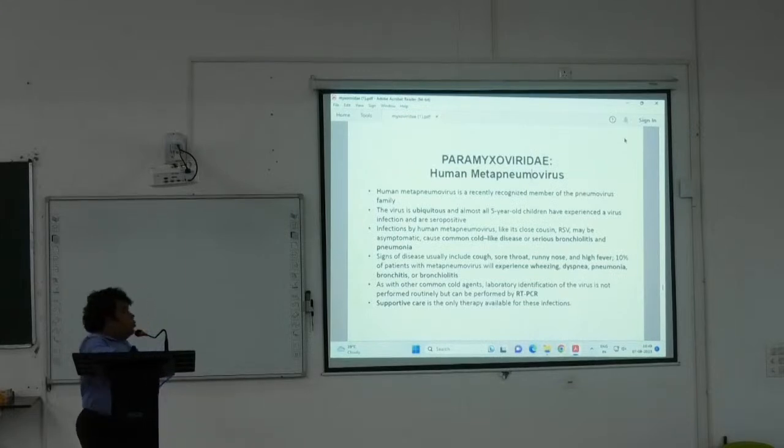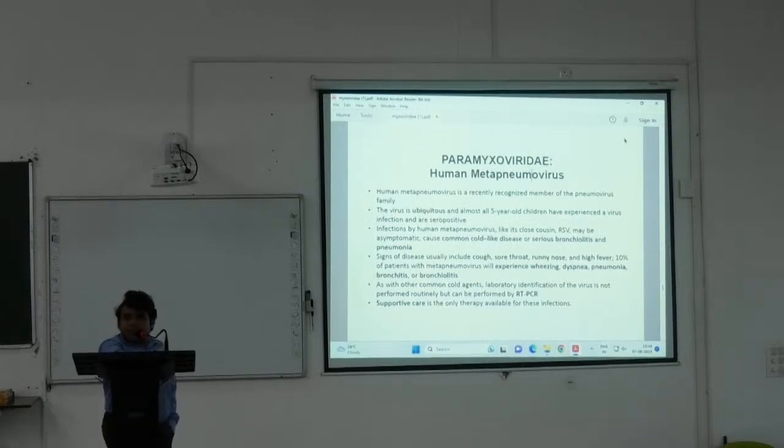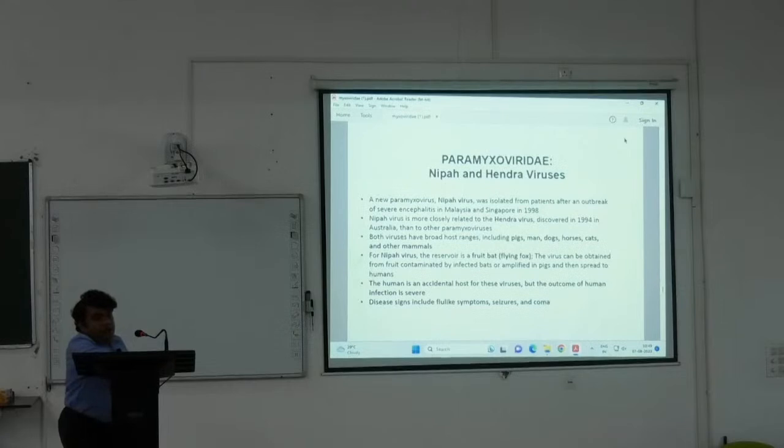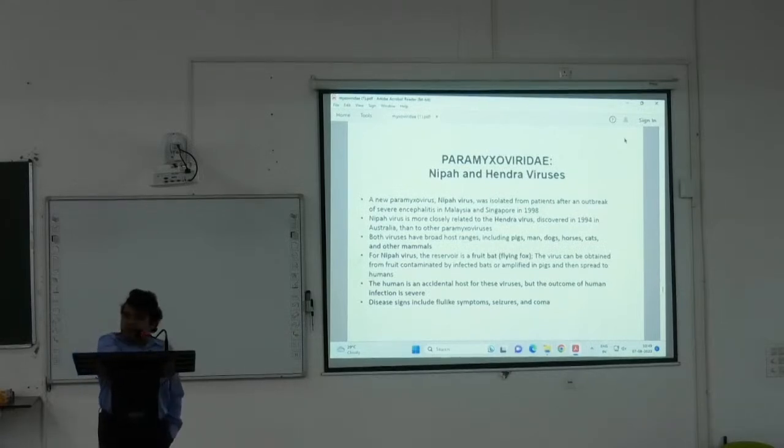In human metapneumoviruses, these also cause cold-like symptoms and they are detected by RT-PCR. Most of the time, these infections are not diagnosed. Final group of paramyxovirus includes Nipah and Hendra virus. Nipah and Hendra virus both are recently isolated.